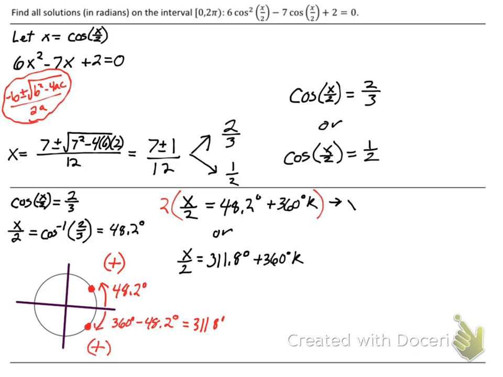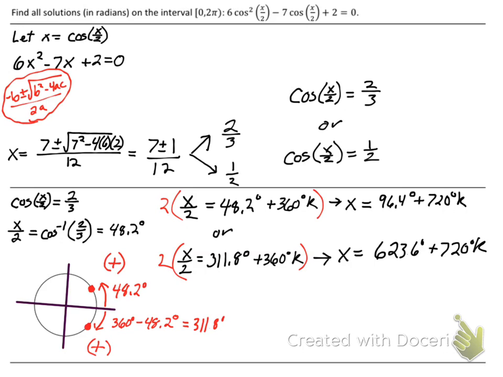And that's going to give me x equals 96.4. Why did I say 56? 96.4 degrees plus 720 degrees times k. And this guy, when I multiply everything by 2, is going to be x equals 623.6 degrees plus 720 degrees k.